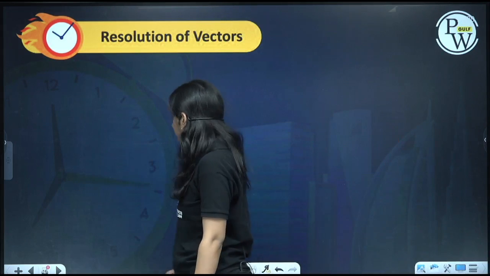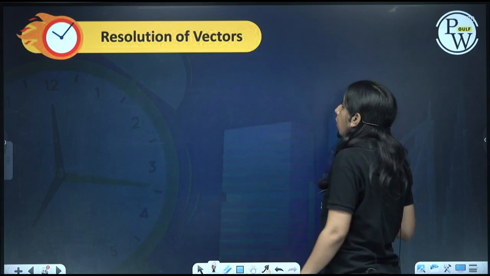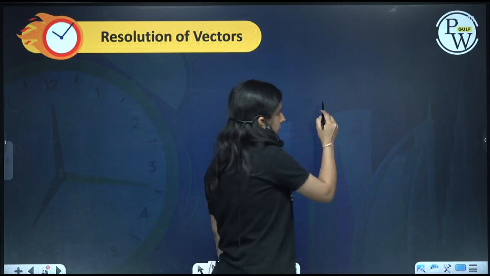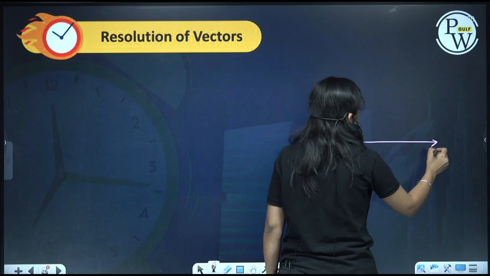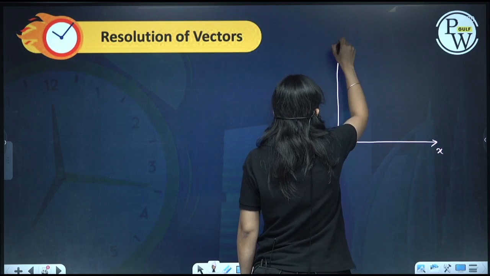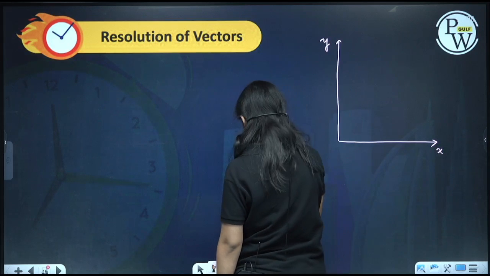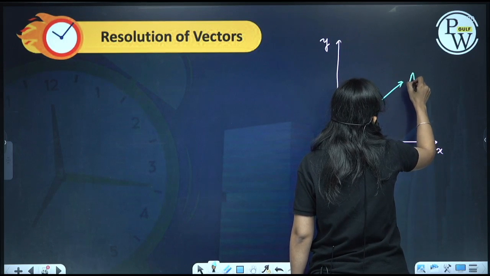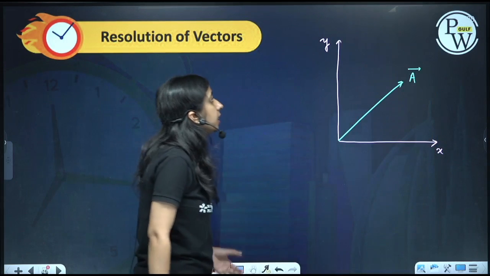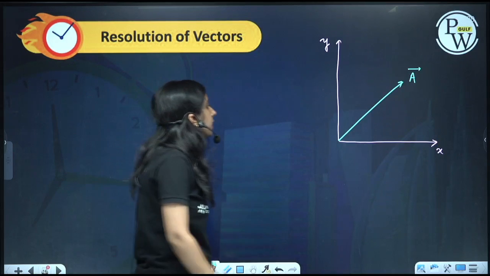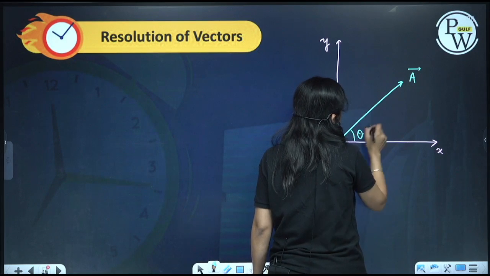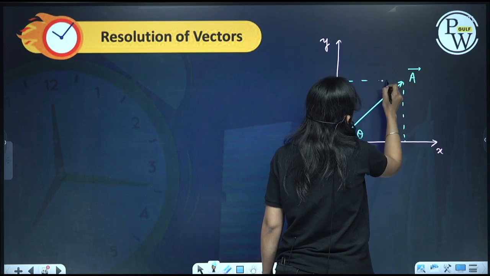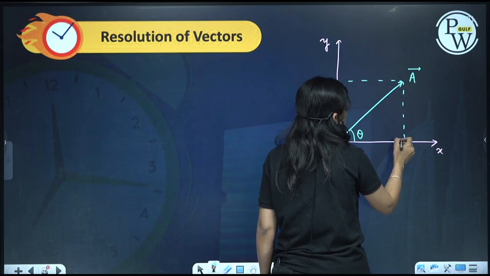Now see how we can resolve our vectors. Resolution of vectors. If this is my x-axis and this is my y-axis, and I have a vector A in the xy plane, it is making an angle theta. Then I can resolve this vector into two components.